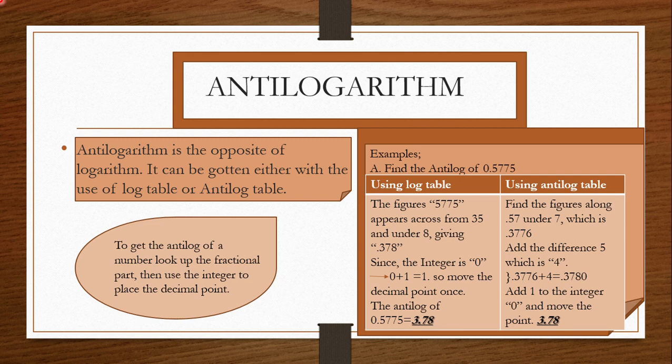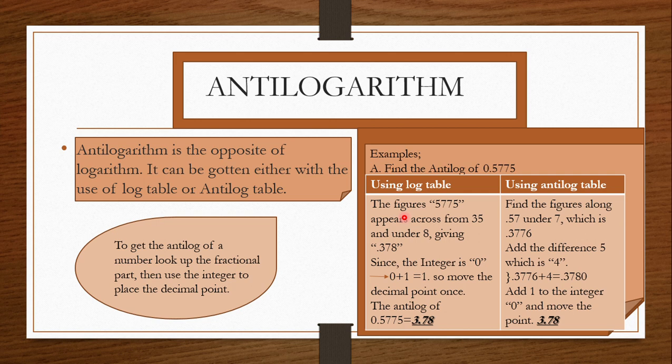0.5775. So here now, using the log table, we have it as the fractional part. Remember, we are only looking up the fractional part. Then the integer part is used to place the decimal point. So now the fractional part is 5775. This appears across from 35 and under 8.